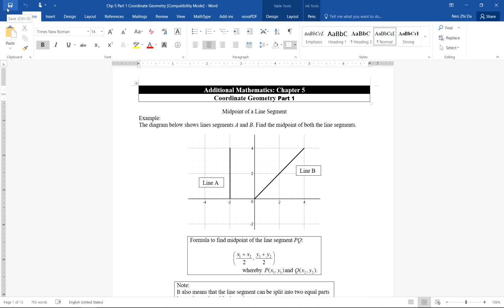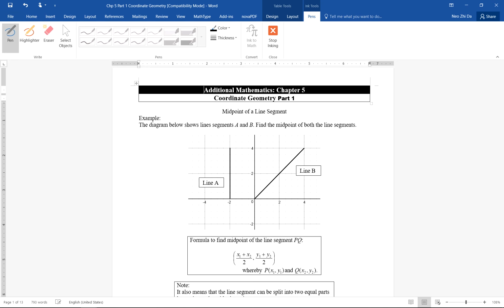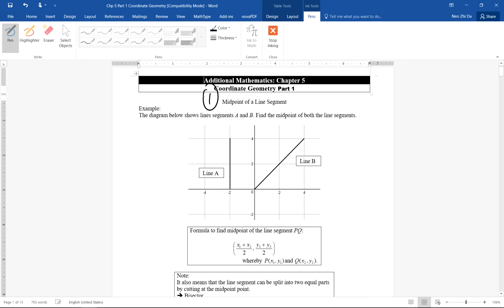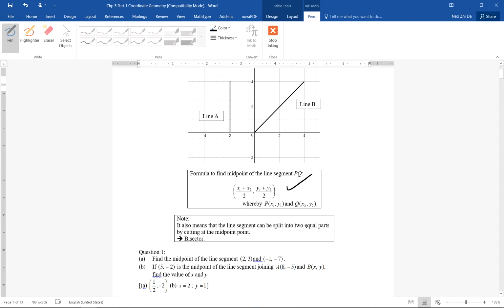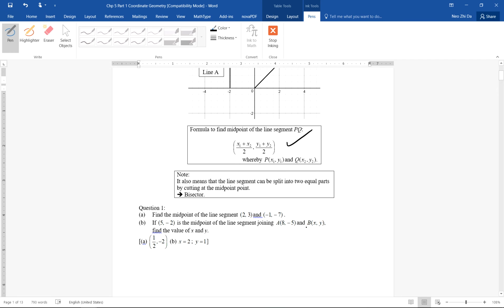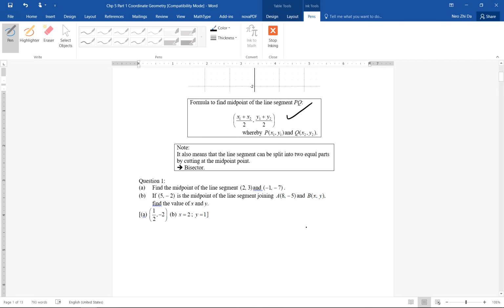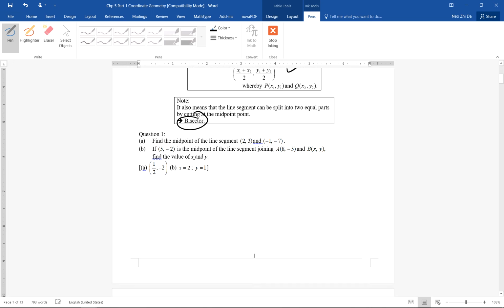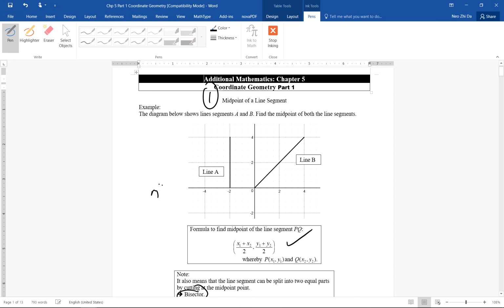Now, two formulas. The first formula, midpoint of a line segment. This is the formula. It means that a line you split it into two equal parts. The name is called bisector. Let me show you how to do it. Midpoint of a line segment.